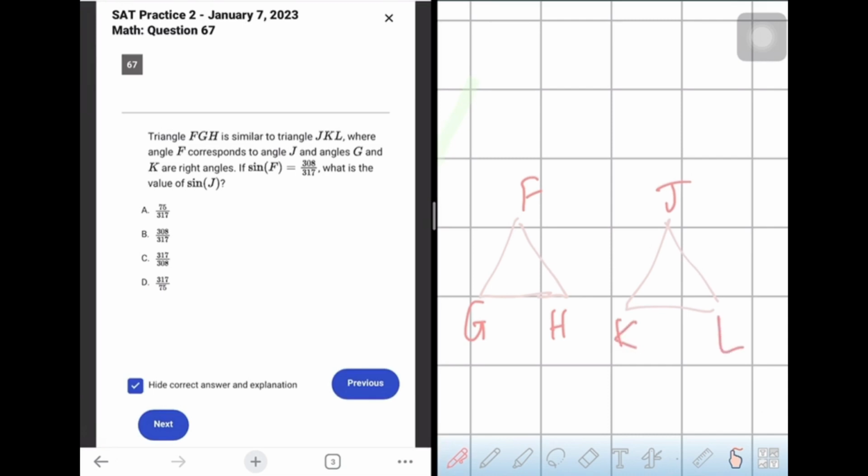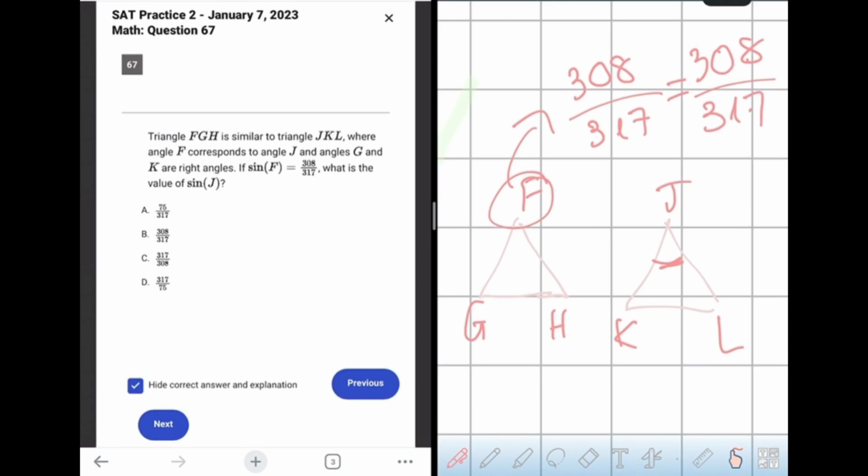Okay, and then we have the sine of F is 308 over 317, and you see that because the two triangles are similar, it means the angle here, 3, must be equal to F, so it's still 308 over 317, so it must be B.